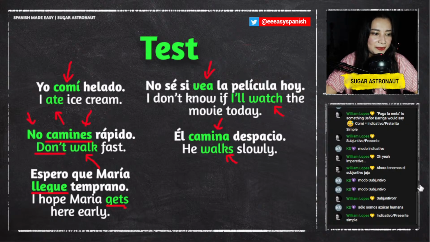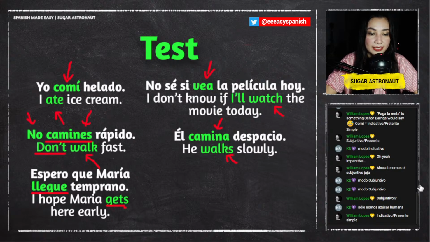Okay, so Will is saying indicativo presente. Presente simple. Ooh, okay. So, Kaya says, solo somos azúcar humana. I'm not sure what that means. Maybe you're saying that we're only human. Azúcar humana, human sugar. Oh, man. Okay, yeah, that's funny, KS.